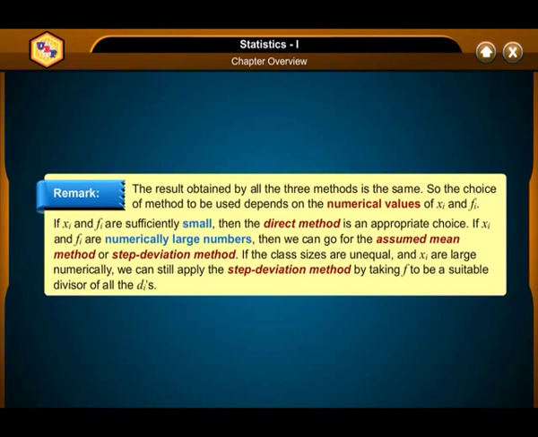If xi and fi are sufficiently small, then the direct method is an appropriate choice. If xi and fi are numerically large numbers, then we can go for the assumed mean method or step deviation method. If the class sizes are unequal and xi are large numerically, we can still apply the step deviation method by taking h to be a suitable divisor of all the di's.